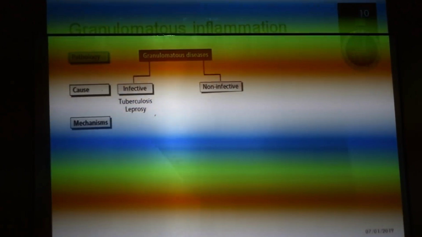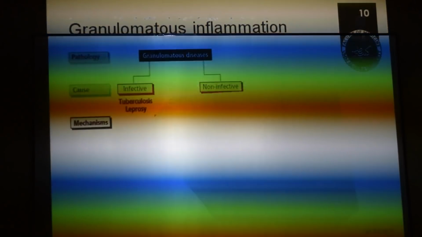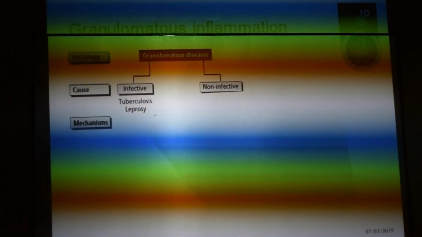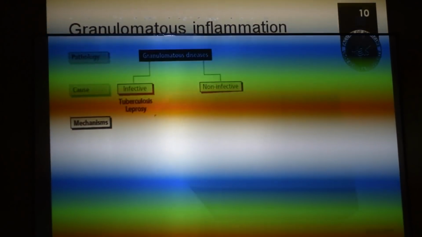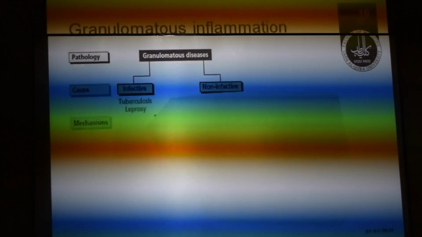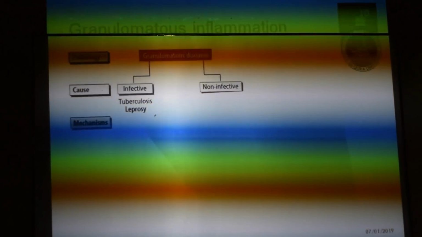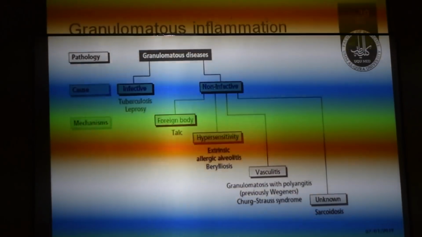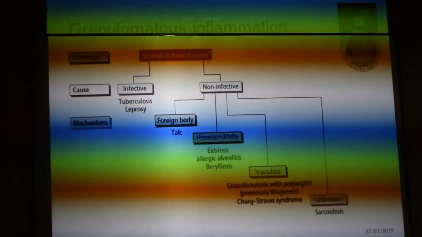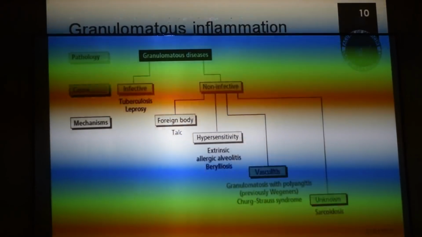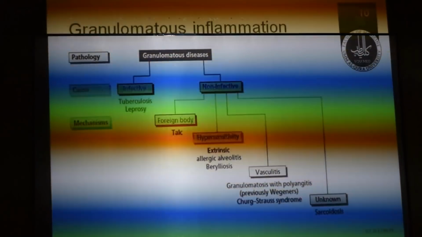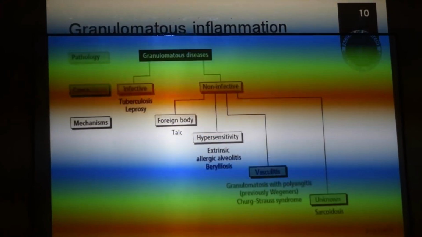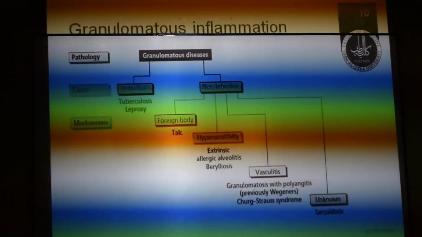But it's not just that, it can be infective and non-infective. So the causes of granuloma formation are both. The infective causes, you can see, are leprosy and tuberculosis. The non-infective causes include lots of foreign bodies, such as constant exposure to talc, hypersensitivity caused by beryllium, and vasculitis is also another significant cause of granuloma formation.